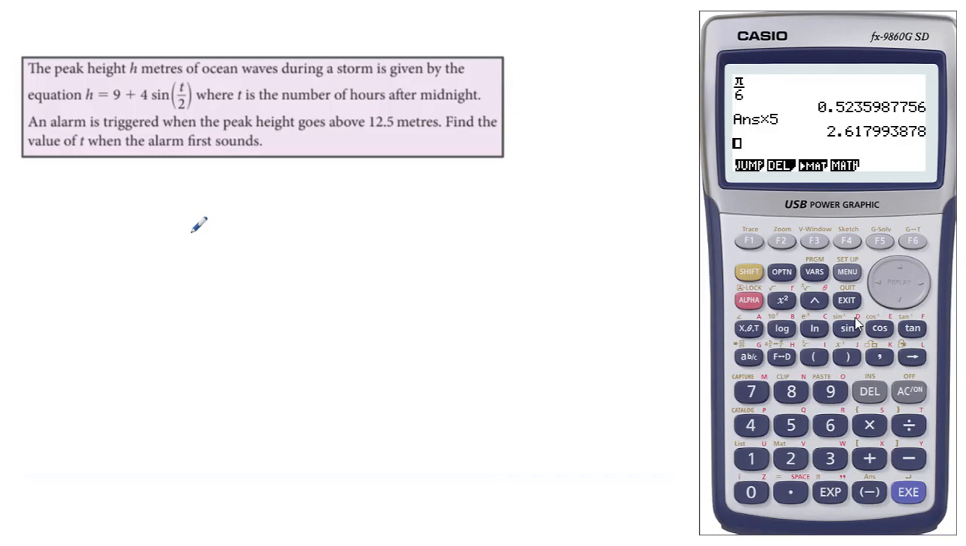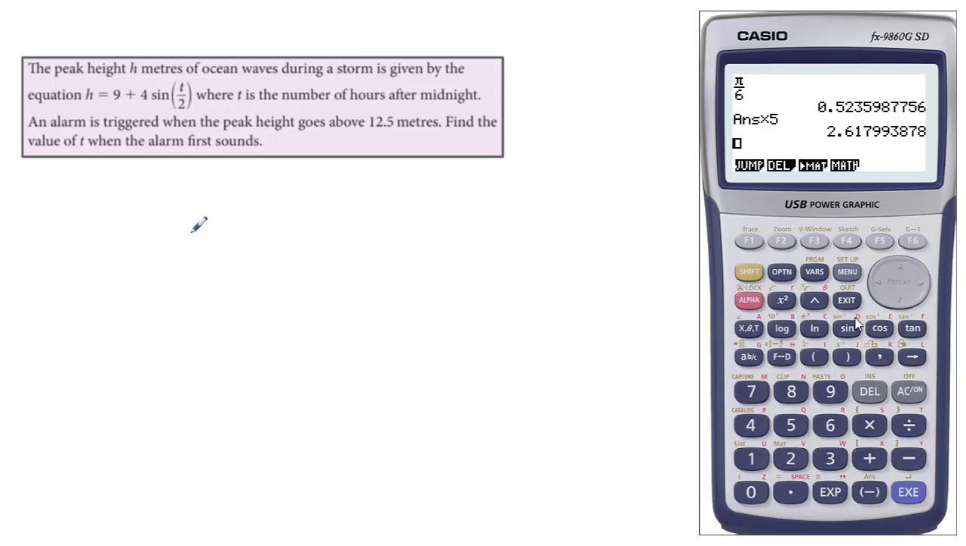The peak height, h meters, of ocean waves during a storm is given by the equation h equals 9 plus 4 sine (t over 2), where t is the number of hours after midnight. Right, so t equals 0 happens at midnight. An alarm is triggered when the peak height goes above 12.5 meters. Find the value of t when the alarm first sounds.